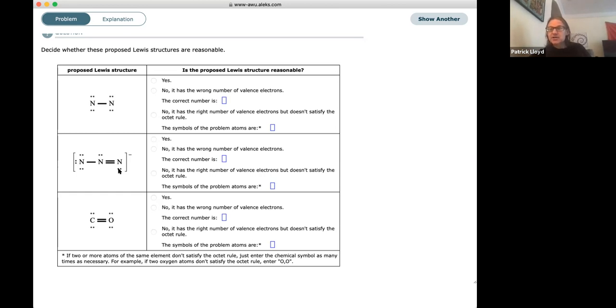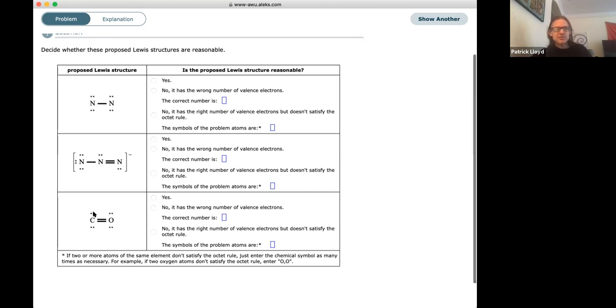Now we check for the octet rule for all of these nitrogen atoms. This atom on the left has 8, no problem. This atom in the center has 8, no problem. This atom on the right, oh, no good. This atom on the right only has 6 electrons there, so it has the correct number of valence electrons, but it doesn't satisfy the octet rule for N.